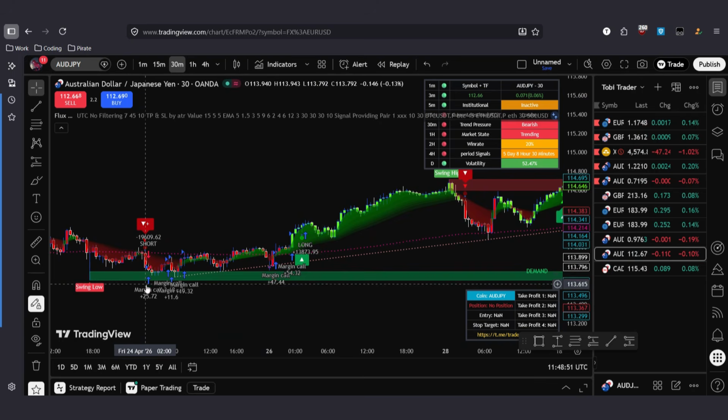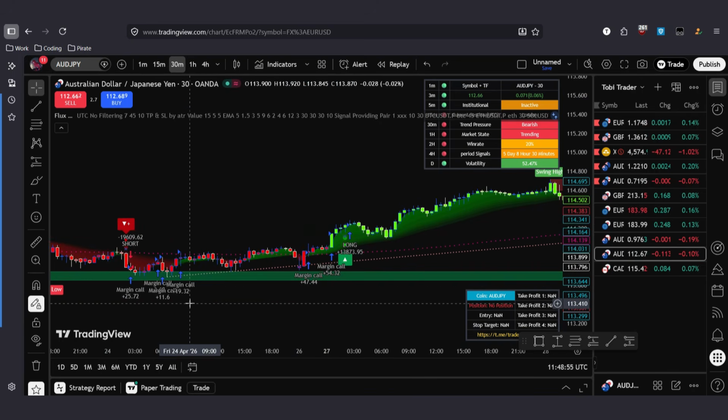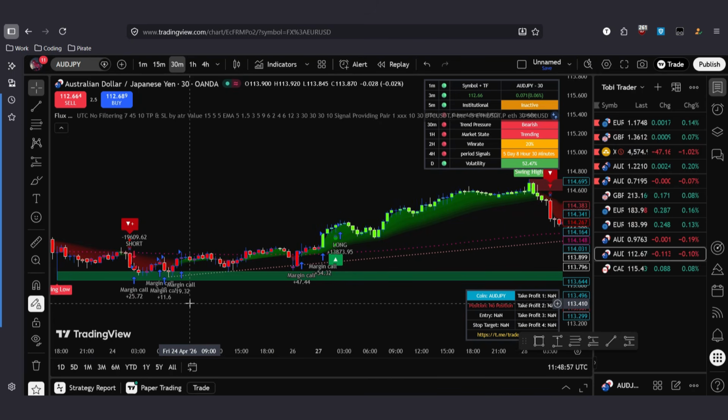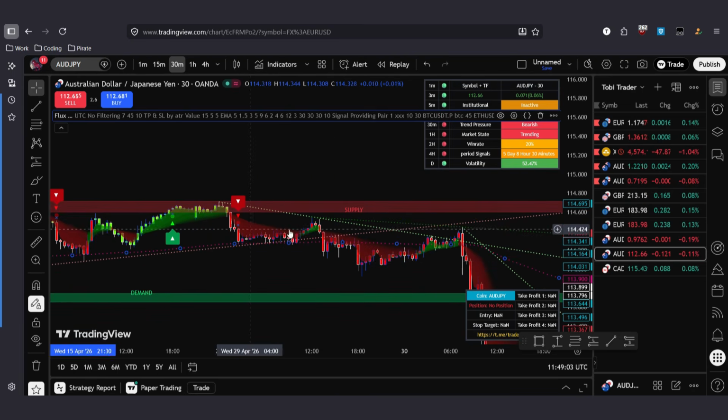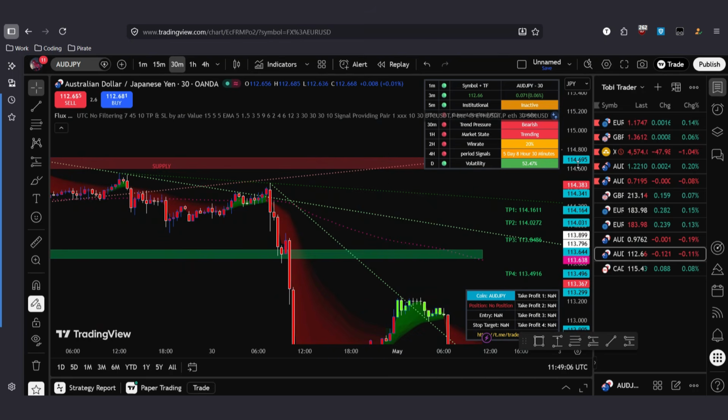Mistake number 2, changing sensitivity every time you lose. There are sensitivity settings for SuperTrend-like logic. Too sensitive and you get spam signals. Not sensitive enough and you enter late. The goal is not perfection. The goal is a consistent edge with manageable drawdowns.